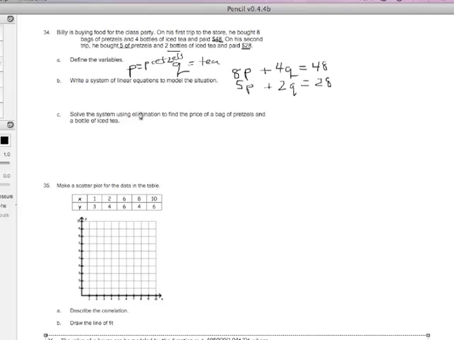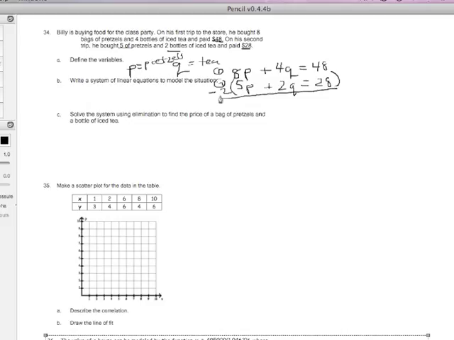Solve the system using elimination to find the price of a bag of pretzels and the price of a bottle of iced tea. Well, when you look at this, you see there's 4Q up here, and there's 2Q down here. So if we did equation number 1 minus 2 times equation number 2, we'll get 4Q minus 4Q, and that'll be 0. So that's the plan.